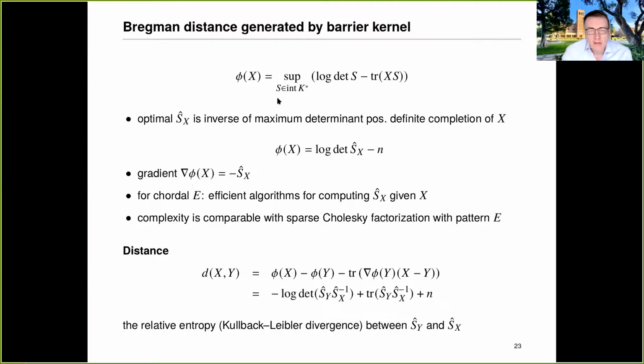In general, this is a convex optimization problem. But if we assume the sparsity pattern is chordal, then there exist very efficient algorithms for computing this S, the completion, or the inverse completion, and actually closed form solutions. And the complexity, that's the most important one, is roughly comparable to the cost of a sparse Cholesky factorization with the same pattern E. And the distance is actually related to the Kullback-Leibler divergence of matrices.